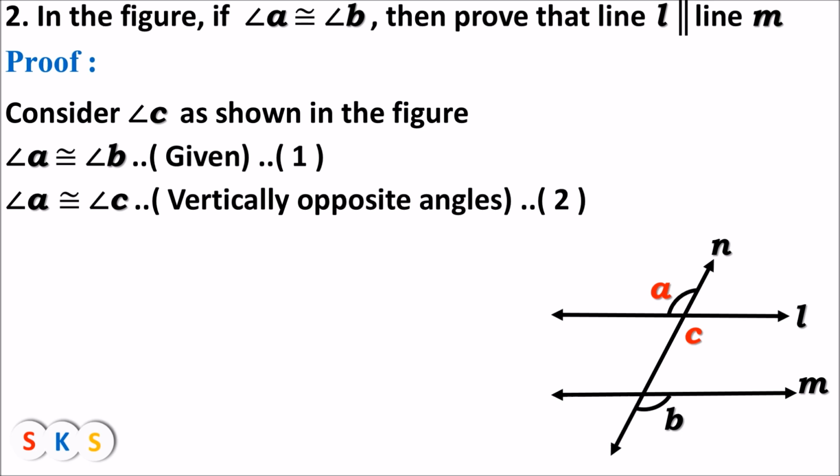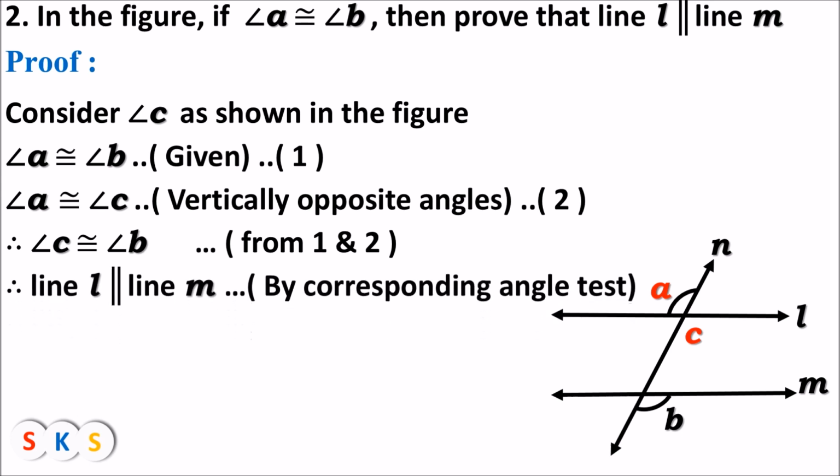Now look at equation 1 and 2. In 1, angle A is congruent to angle B. In equation 2, angle A is congruent to angle C. It means angle A, angle B and angle C are all congruent. So I can say that angle C is congruent to angle B from equation 1 and 2. Look at this figure. Here angle C and B are corresponding angles, right? And we know if the corresponding angles are congruent, then the lines are parallel. Therefore line L is parallel to line M.